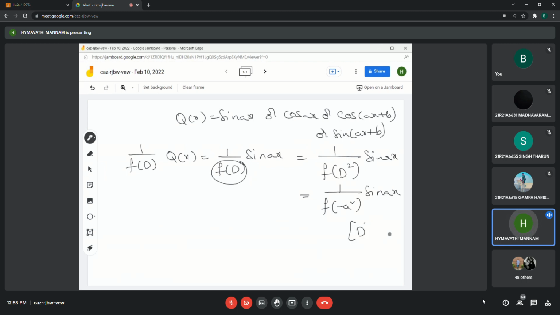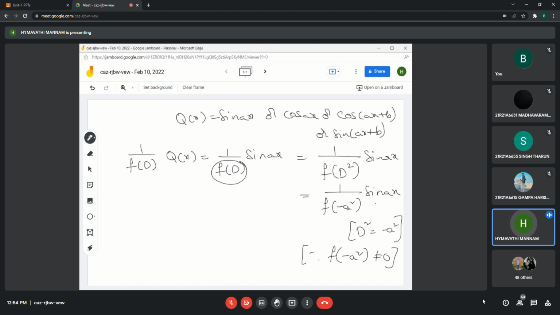So you substitute D square by minus a square into sin ax. So D square is equal to minus a square. This is not minus a whole square. The square is only for the term a, not for the negative. So minus a square sin ax, only if f of minus a square is not equal to 0.